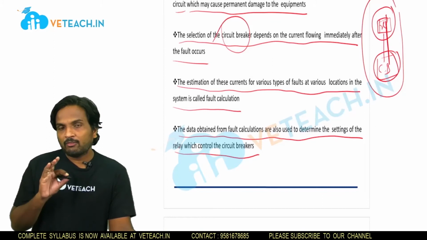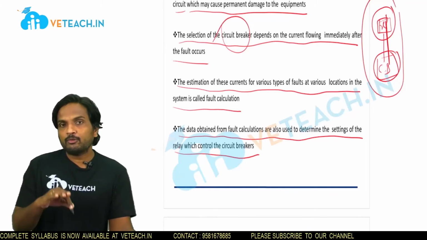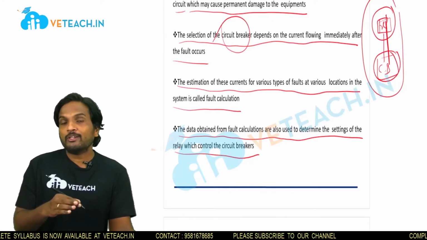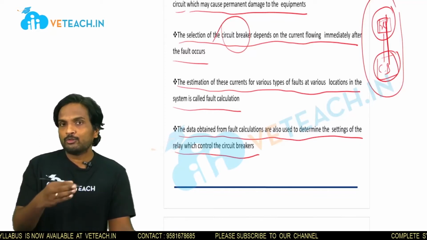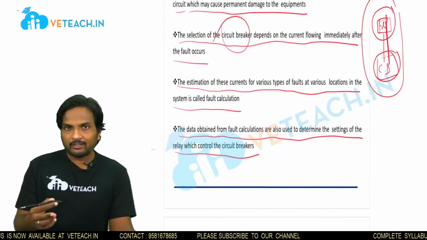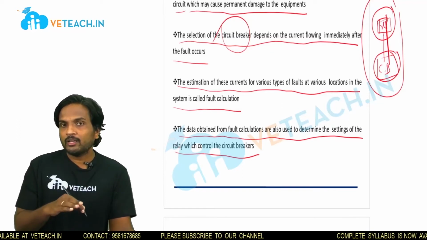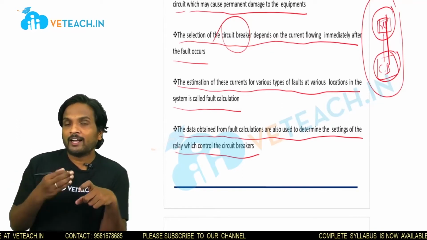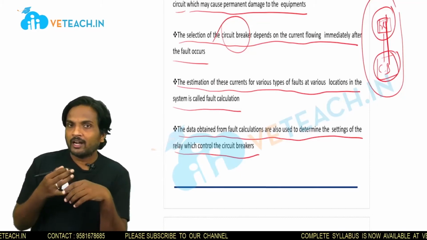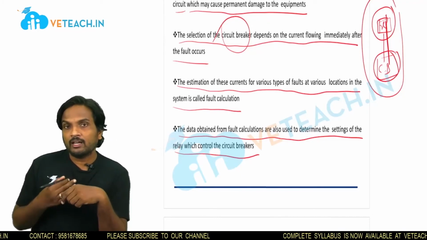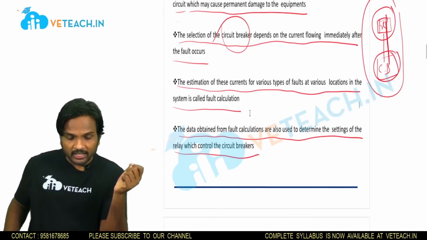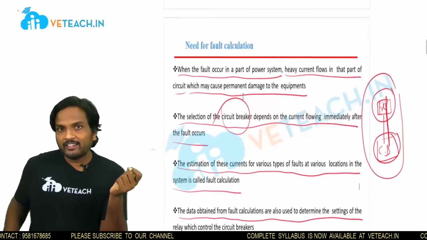In fault calculations, we have to mainly concentrate on how much current flows through a circuit whenever a fault occurs. That is the first one. The second is that we need to design a circuit breaker for how much current can flow through it, and the design of the relay also. That is the need for fault calculations.